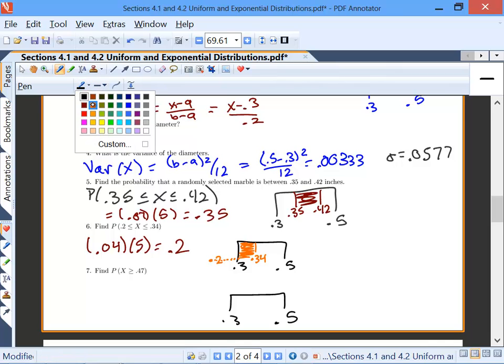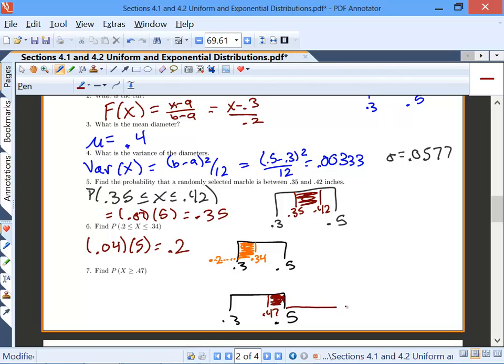And my very last one, I want to go from 0.47 on. It didn't give me a stopping point, which means that I'm trying to go on forever. But my actual area, I can only go from 0.47 to 0.5, and then I just go on forever this way. But my height outside the rectangle is 0, so my area outside the rectangle is 0. So what is my actual width of the area that I shade? 0.03. My height has to be 5, so my probability is 0.15. Okay. So, questions on the uniform distribution. Okay, just treat it like a rectangle. I think it's kind of fun.